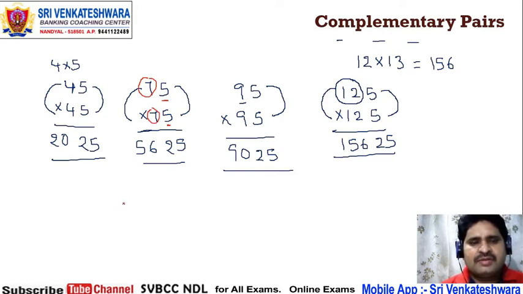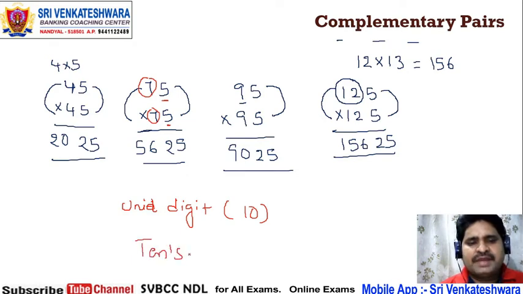So simply you have to remember only one point here: whatever the unit digit, that sum should be 10. That is called complementary pair. Clear? And next, whatever the tens place, it should be same. Unit digit sum must be 10, and whatever the tens place number, it has to be same.